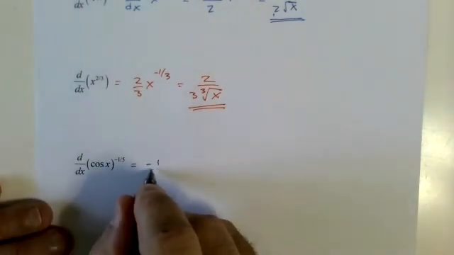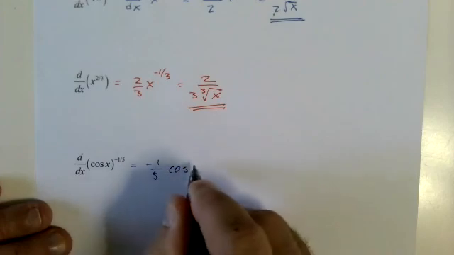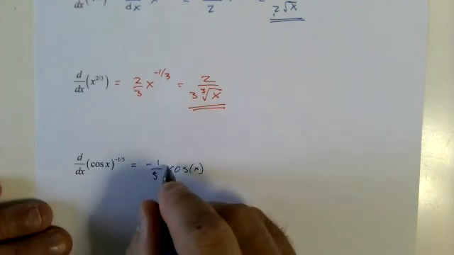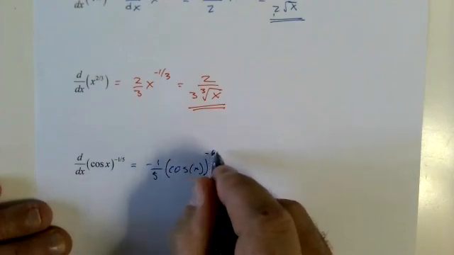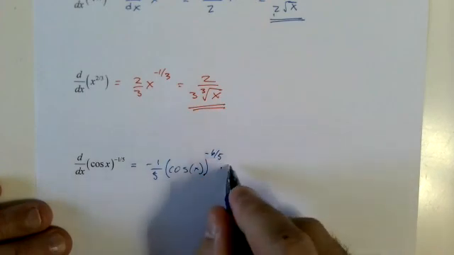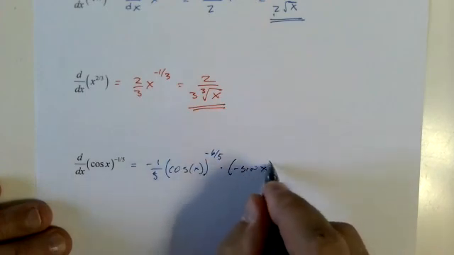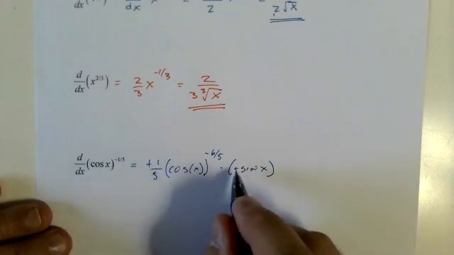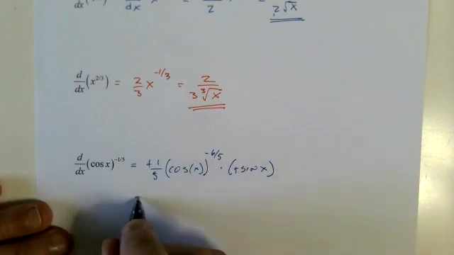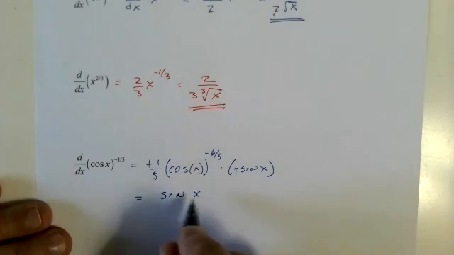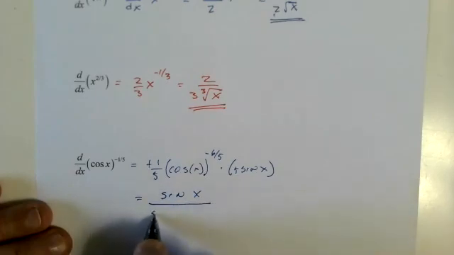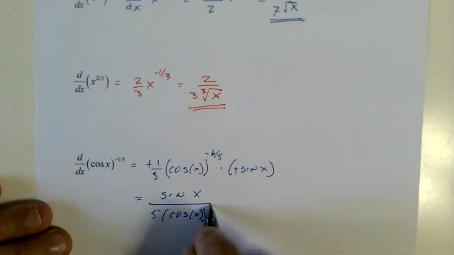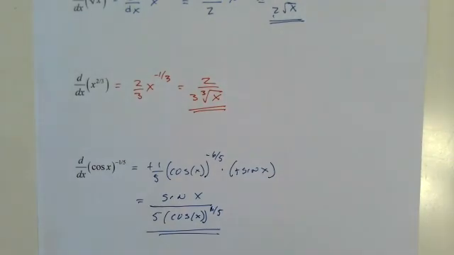And this, of course, negative 1/5 cosine x to the negative 6/5 times negative sine of x. Chain rule. Equals sine of x over, I would probably just go cosine x to the 6/5. Probably how you're going to see it. Of course, you can leave it up top. I don't really care. That's it.